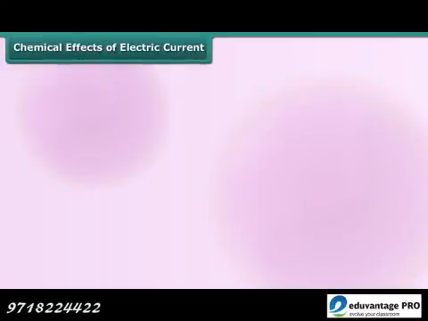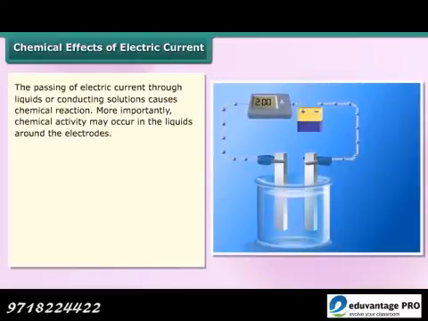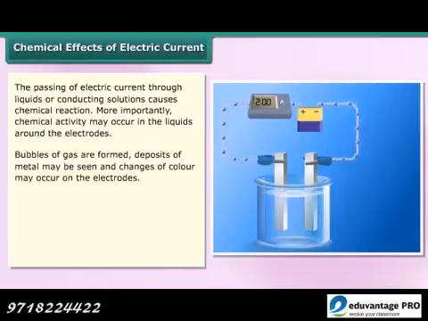Chemical effects of electric current. The passing of electric current through liquids or conducting solutions causes chemical reaction. More importantly, chemical activity may occur in the liquids around the electrodes. Bubbles of gas are formed, deposits of metal may be seen, and changes of color may occur on the electrodes.